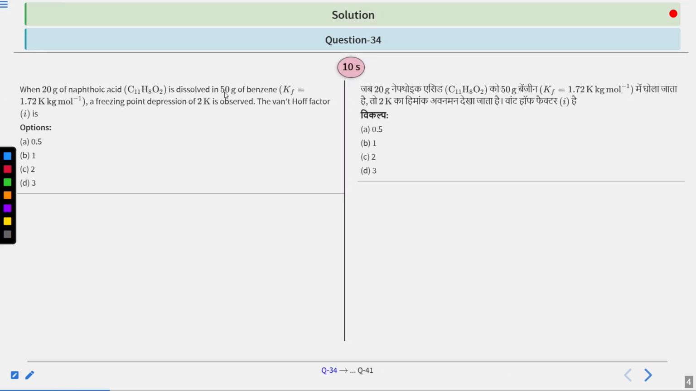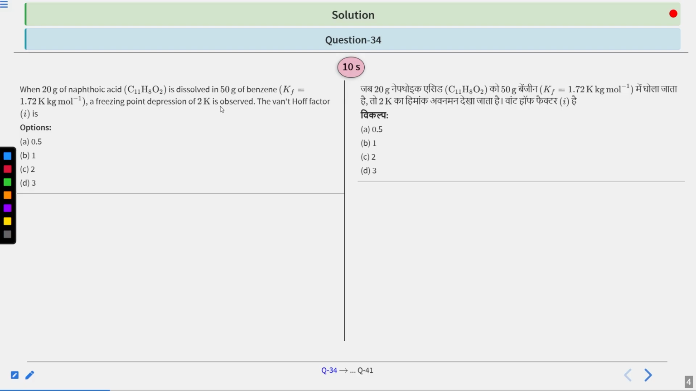Question number 34 says that when 20 gram of benzoic acid is dissolved in 50 gram of benzene, a freezing point depression of 2 Kelvin is observed. The Van't Hoff factor is, your options are A 0.5, B 1, C 2 and D 3. So what is being given in the question? We are taking 20 gram of benzoic acid and we are dissolving it in 50 grams of benzene.